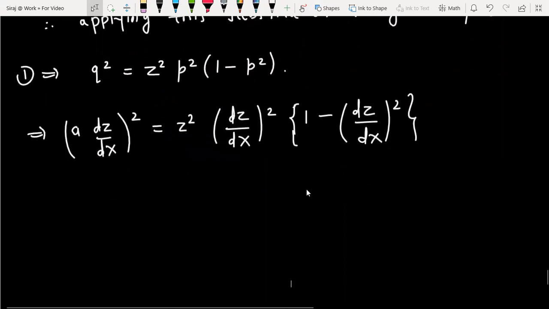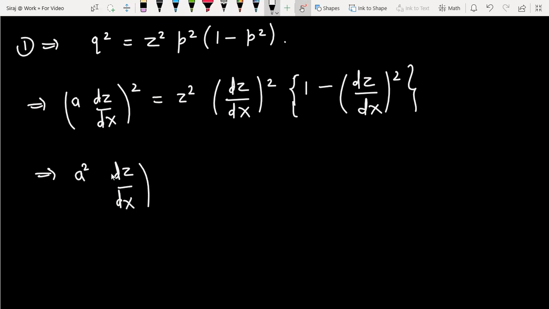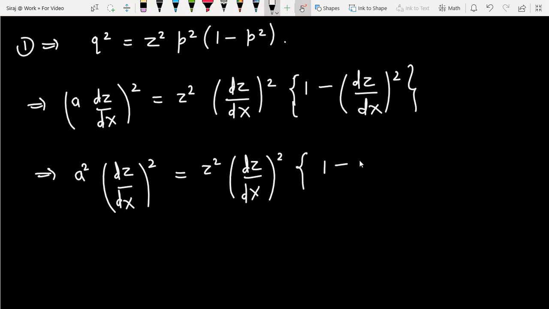So if we want to separate variables, then the requirement is that the derivative should be placed at only a single place, but here the derivative is present at 3 different places. So what we have to do? Either we have to combine the derivative or try to cancel any term. So from left hand side, a dz by dx whole square, we can write it as a square into dz by d capital X bracket square. Right hand side, z square as it is, dz by d capital X whole square, it is as it is, in bracket 1 minus dz by d capital X bracket square, it is also as it is.